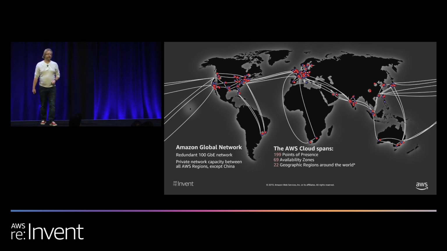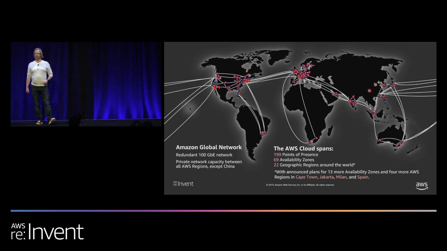And of course, 199 points of presence and counting, 69 availability zones. We've got 22 regions, and of course, we're going to bring on more. And we're going to keep bringing on more and more. And as we bring on more regions, as we bring on more POPs, as we bring on more AWS services, we're going to rely on our backbone. We're not going to rely on the internet. There will be edge services, but they will still be connected to our backbone.